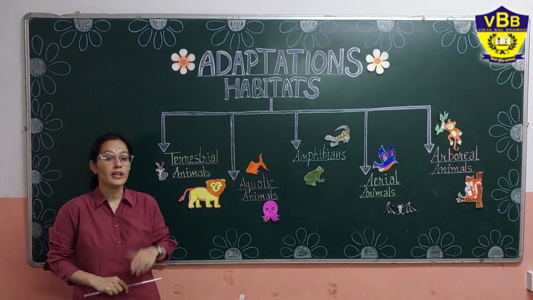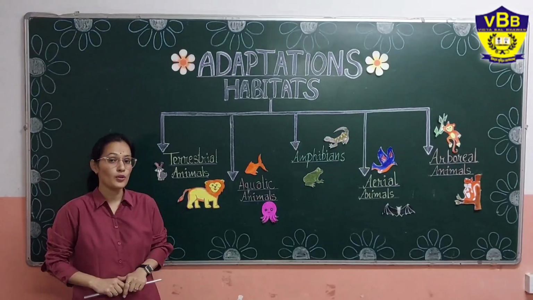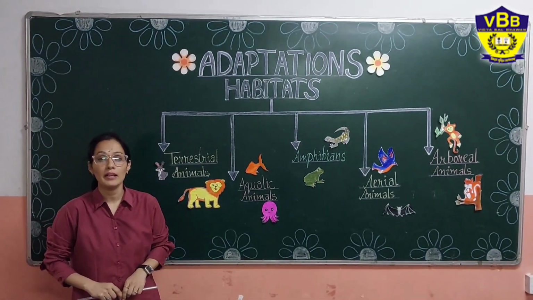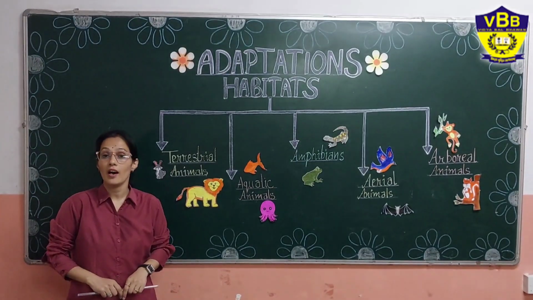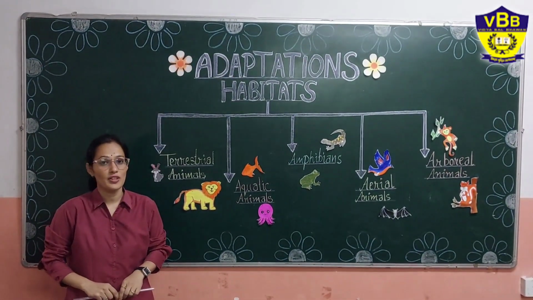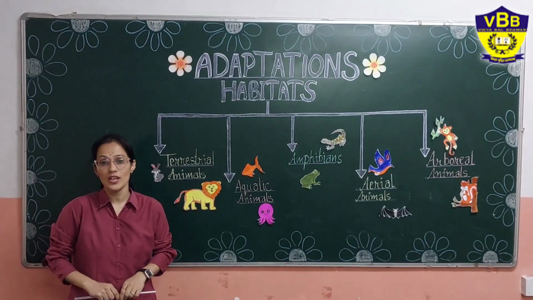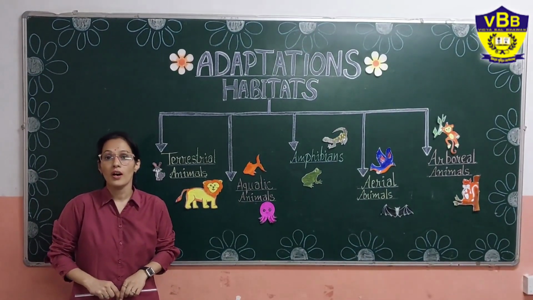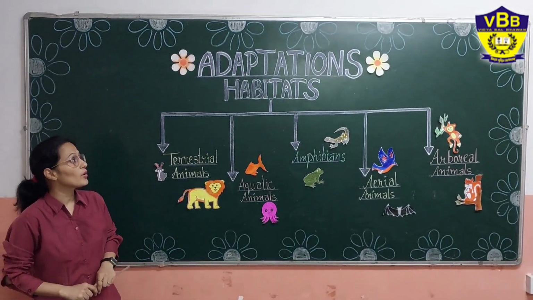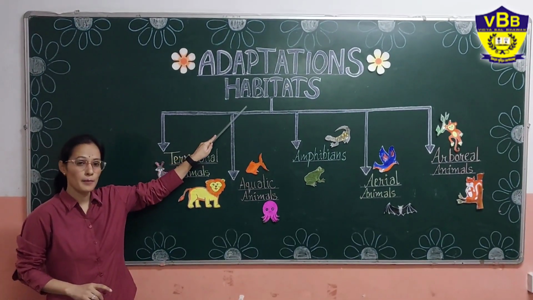In our previous class we studied that, depending upon adaptation of food, we categorize animals into 5 categories: herbivores, carnivores, omnivores, parasites, scavengers. So these are the animals which are divided on the basis of adaptation on food. Today we will study about adaptation depending upon habitat.